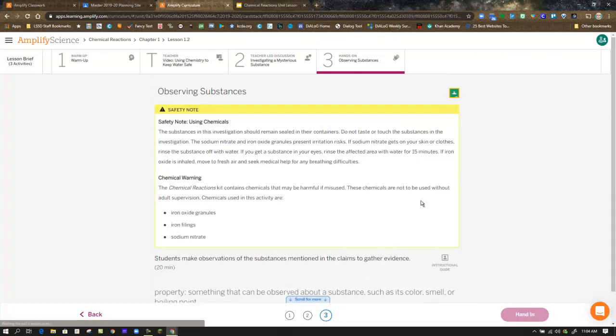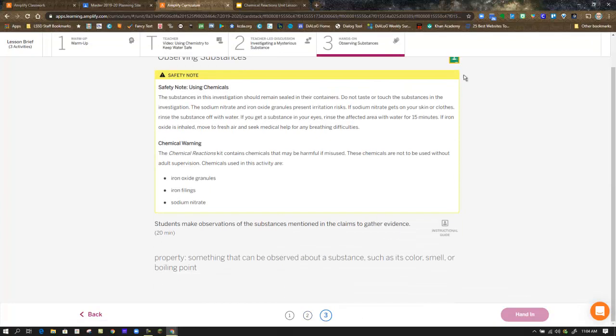And then in the third screen, you are introduced to the term property, or something that can be observed about a substance, such as color, smell, or boiling point. So you have a new vocabulary word for the chapter and the unit. And that concludes lesson 1.2.